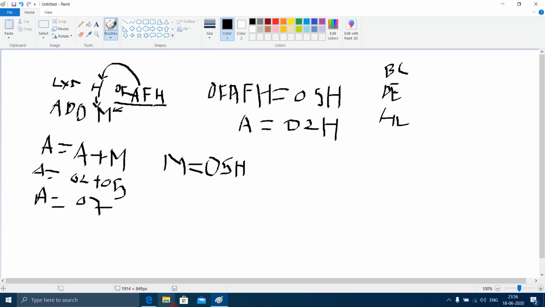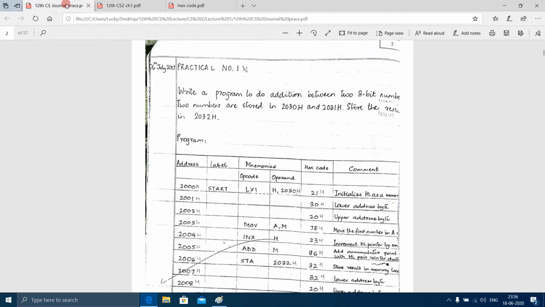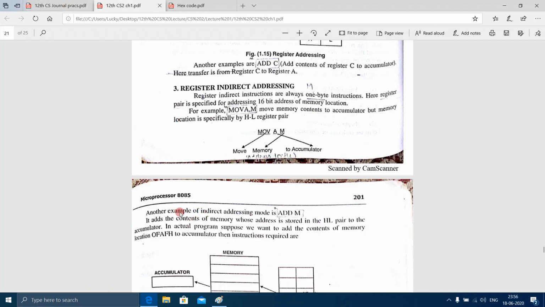This is 1 byte because when we look for the ADD M instruction in the hex sheet, there is only one hex code, which is 86, and in a hexadecimal number one digit represents 4 bits, so 4 plus 4 is 8, and 1 byte is equal to 8 bits. So the instructions which fall under register indirect addressing are always of 1 byte.